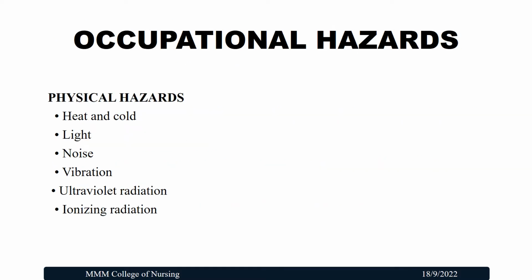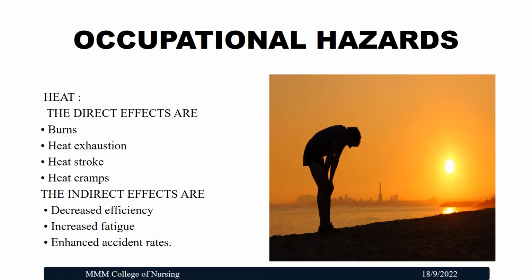Occupational hazards. We have different kinds of occupational hazards. We'll see one by one. The first one is physical hazard. Under the physical hazard, we have heat and cold, light, noise, vibration, ultraviolet radiation, ionizing radiation.